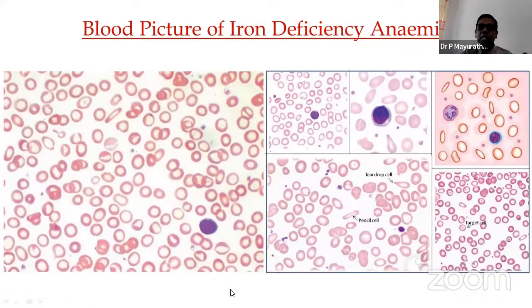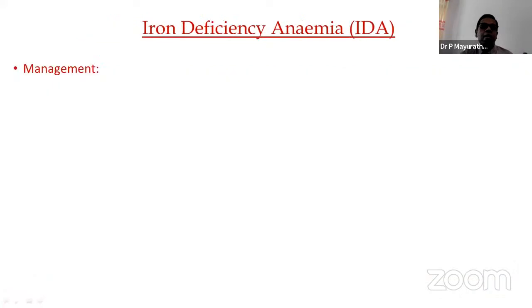So whenever you see the blood picture, always after seeing the red cells in anemia, just look at the white cells and the platelets also, because the patient may be having other problems also. So just quickly run that.